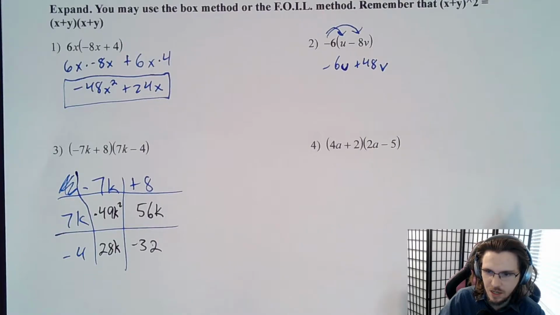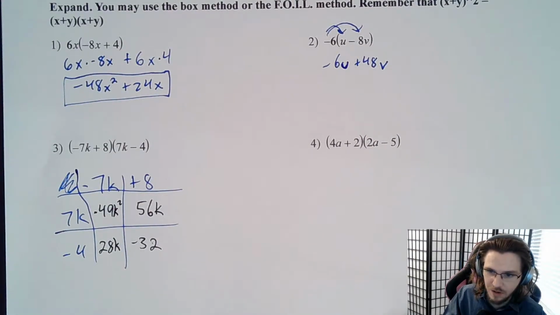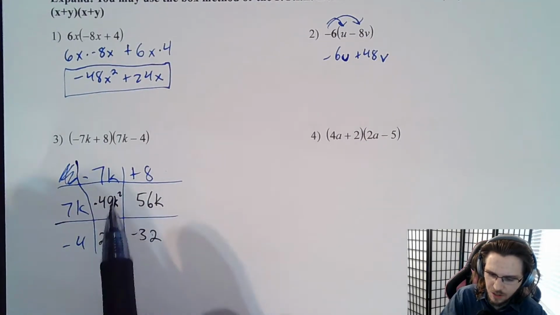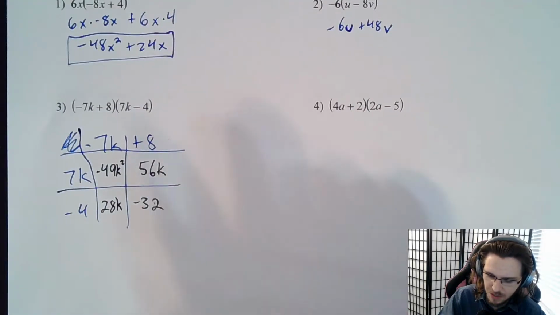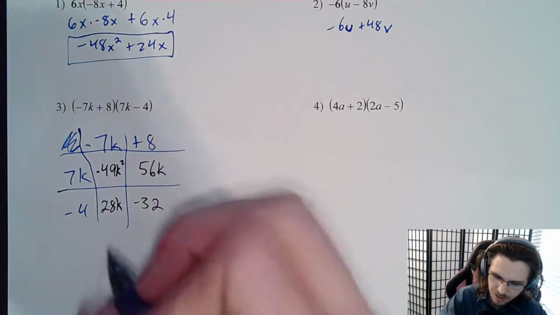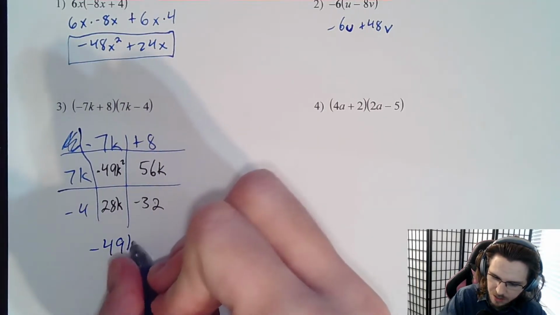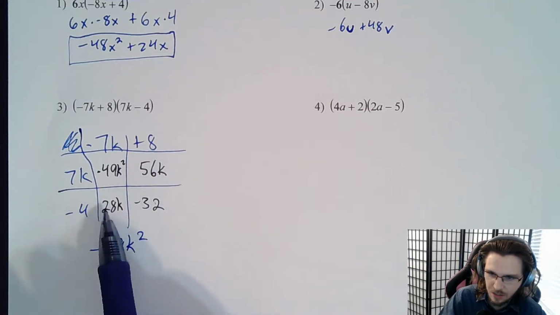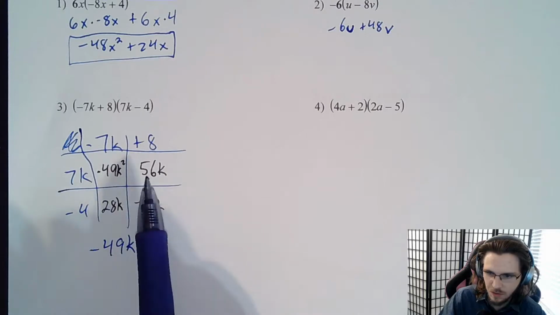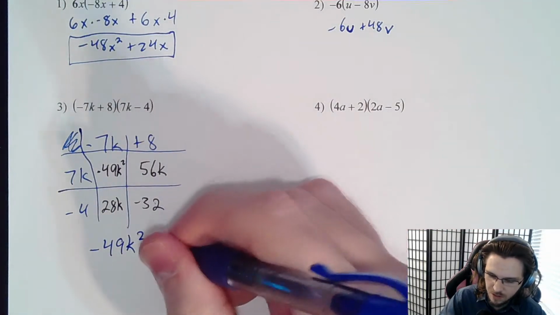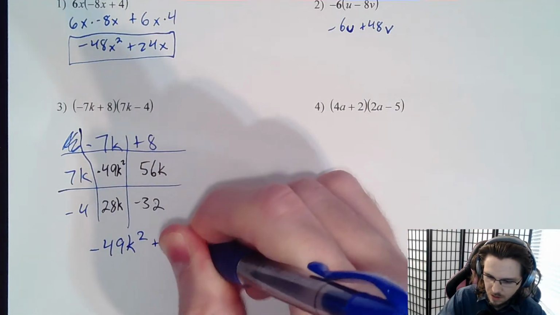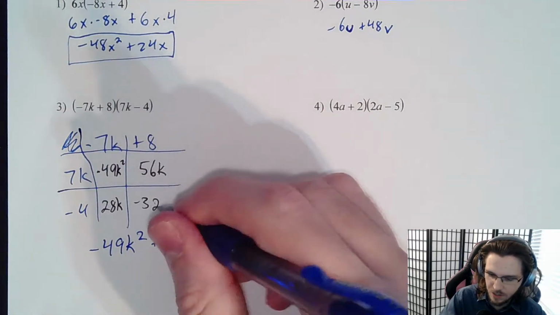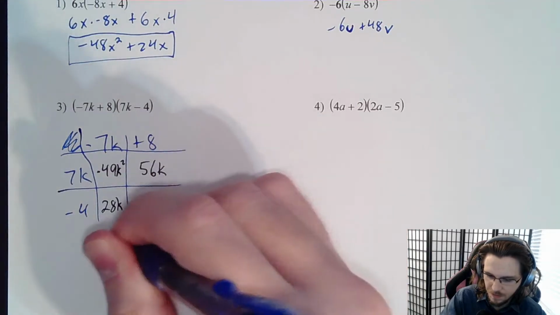After that, we're going to go ahead and add our like terms. There are no like terms for the first or the last one, so we can just write our answer, starting off with negative 49k squared. But then we have to add these two because those are like terms. So 56 and 28, what's that going to be? 84. So you're adding those like terms together, and then you write just that negative 32. And that's it.